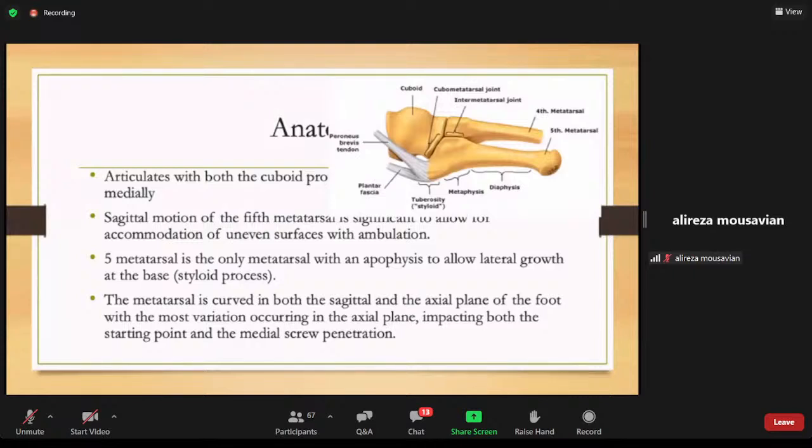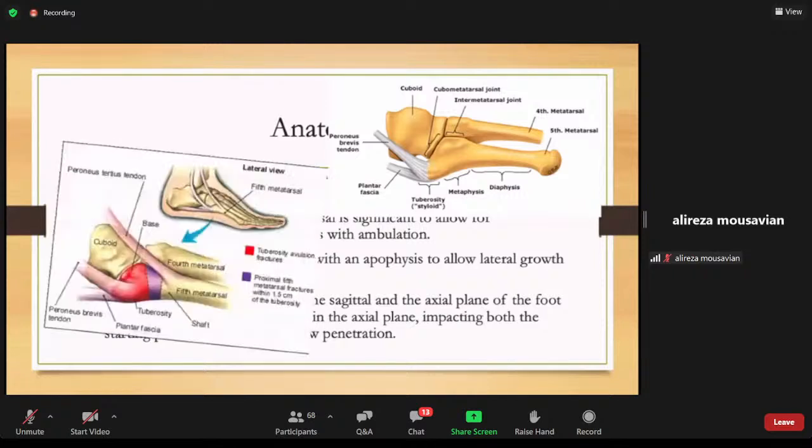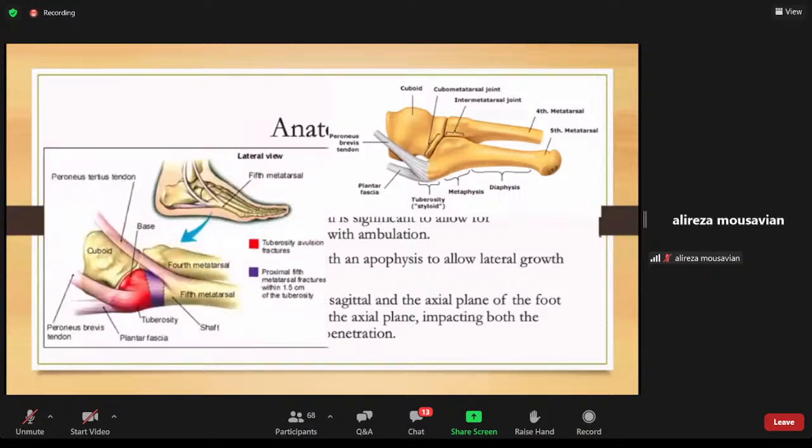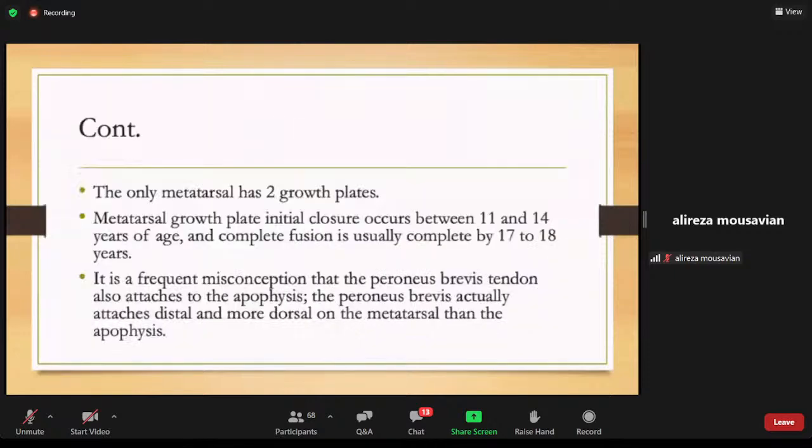penetration. In this picture, you can see the attachment of the peroneus brevis and the plantar fascia. The attachment of the peroneus brevis is more distal and dorsal compared to the plantar fascia, and the attachment of the peroneus tertius, which is at the more distal, at the metaphyseal diaphyseal junction.